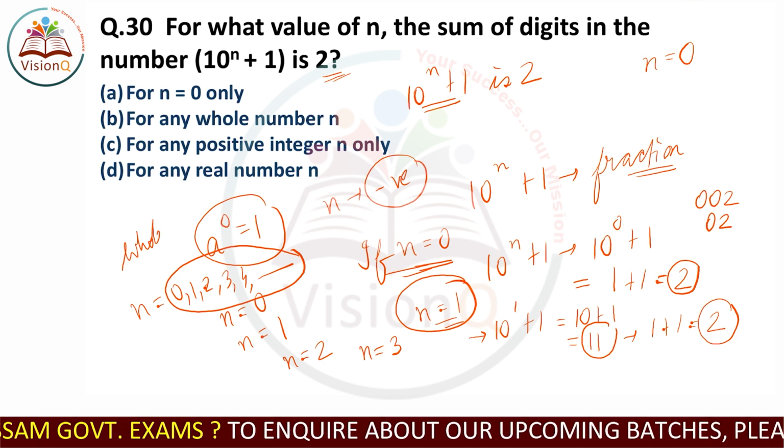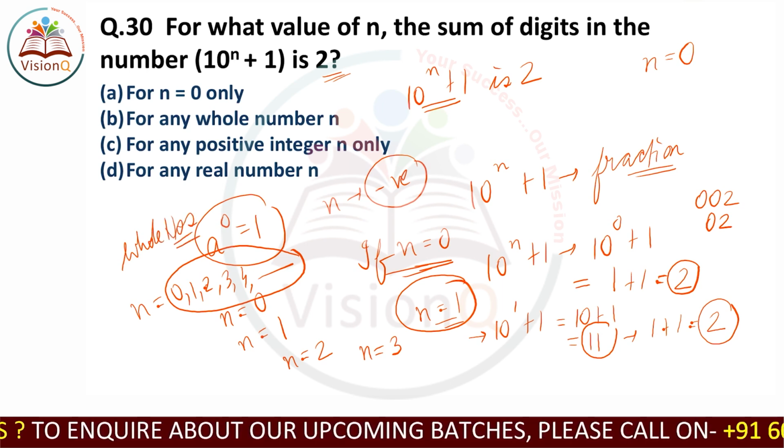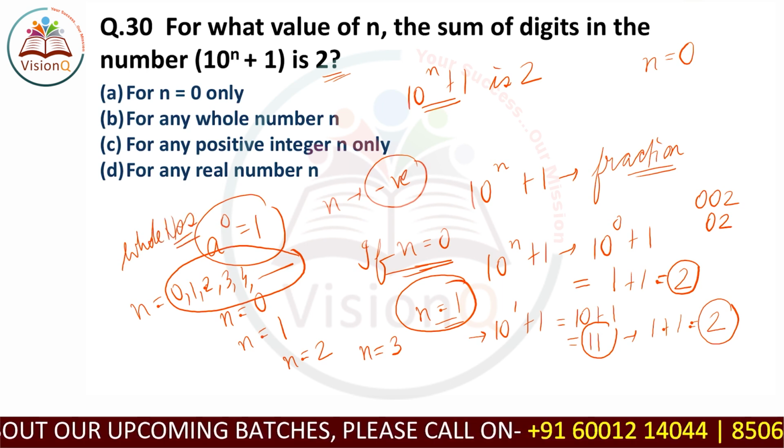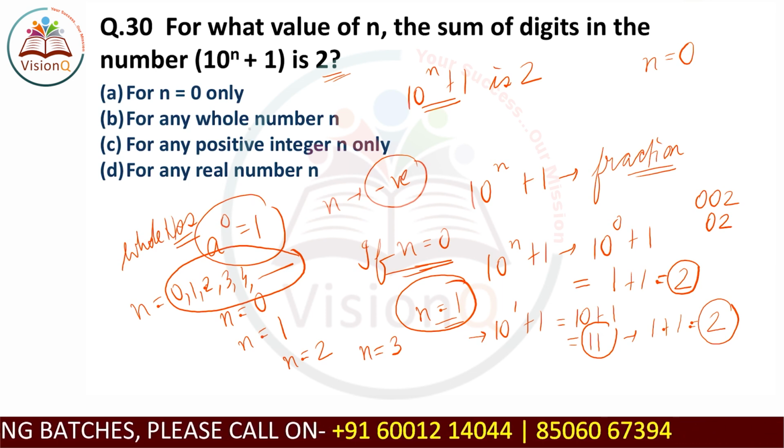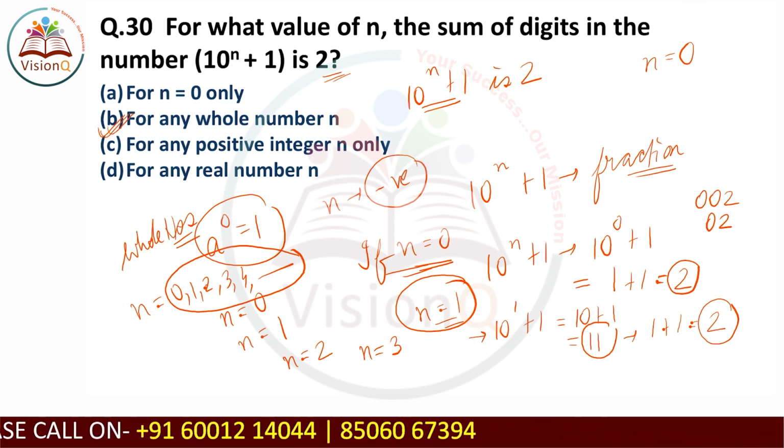So if n is any whole number, I will get the sum of digits in the number 10 to the power n plus 1 as 2. So the answer will be option B, any whole number n.